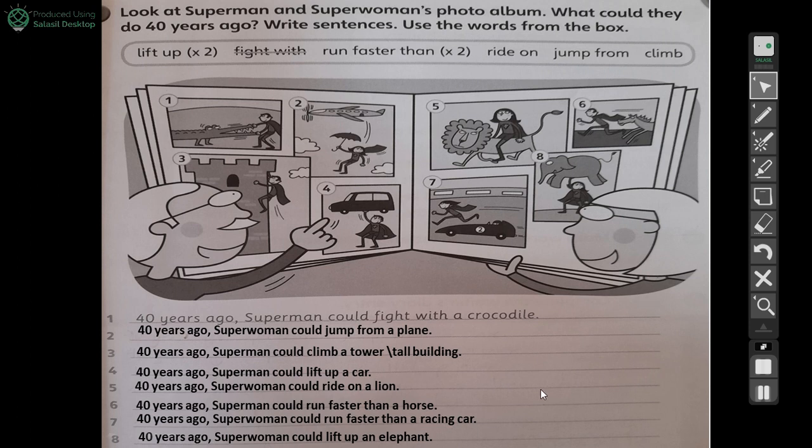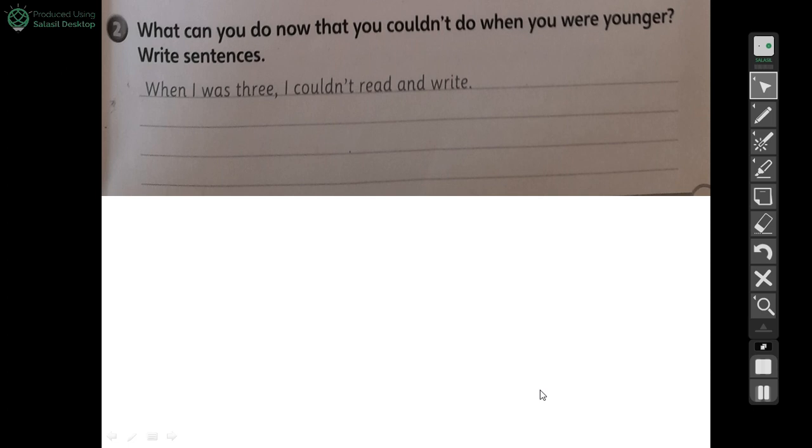Thank you. Let's move to the next question. What can you do now that you couldn't do when you were younger? ماذا تستطيع أن تفعل الآن ولم تكن تستطيع فعله عندما كنت صغيرا؟ Write sentences. بدنا نكتب جمل أشياء إحنا حاليا نستطيع أن نفعلها ولكن في الماضي لم نكن نستطيع أن نفعلها.